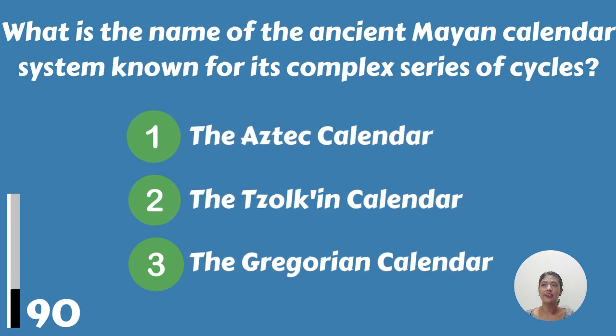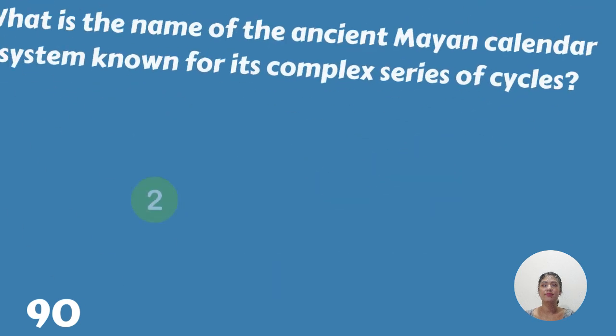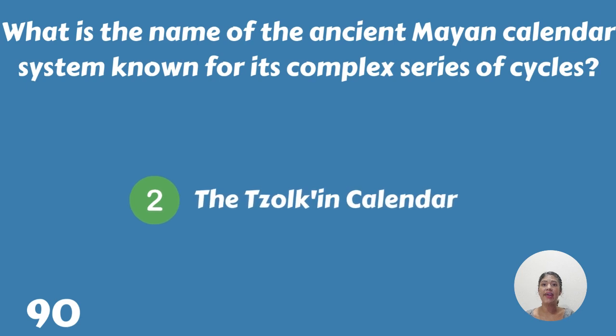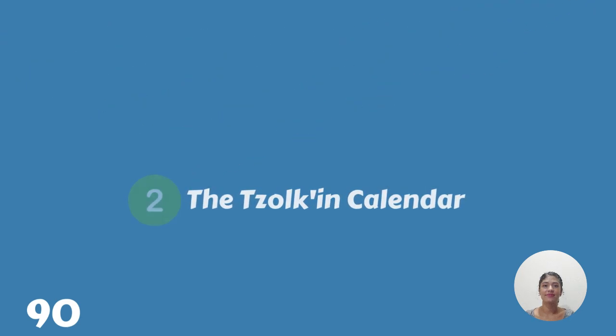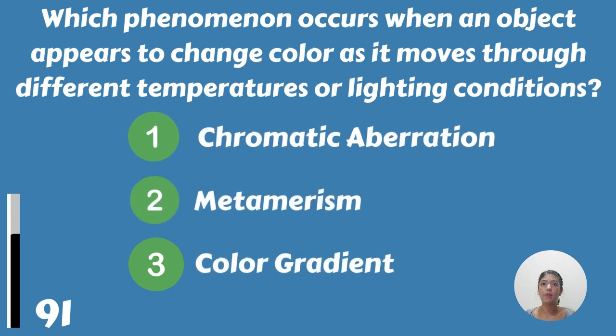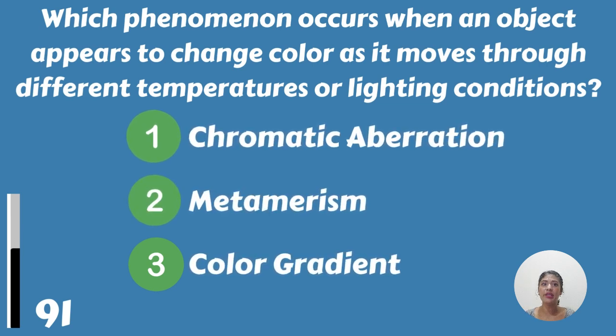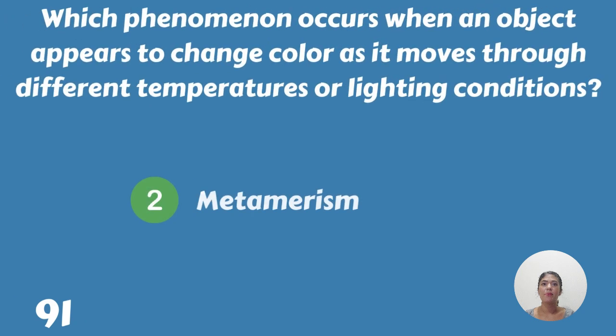What is the name of the ancient Mayan calendar system known for its complex series of cycles? The Aztec calendar, the Tzolk'in calendar, the Gregorian calendar. The Tzolk'in calendar. Which phenomenon occurs when an object appears to change color as it moves through different temperatures or lighting conditions? Chromatic aberration, metamerism, color gradient. Metamerism.